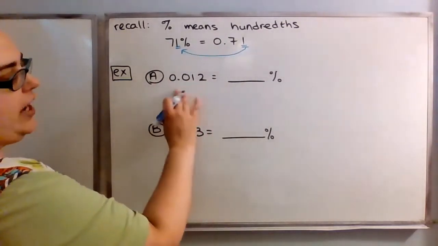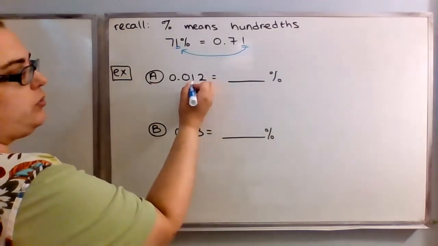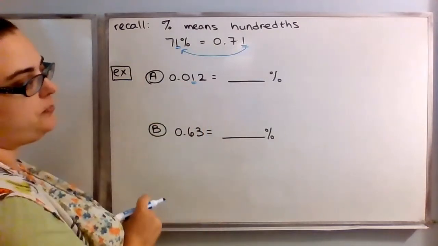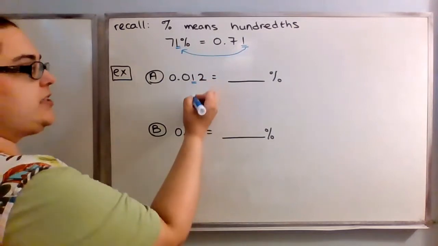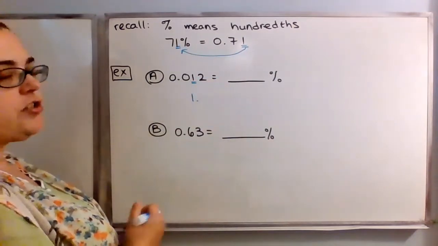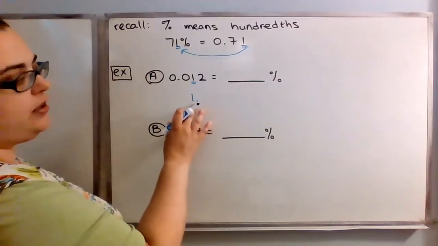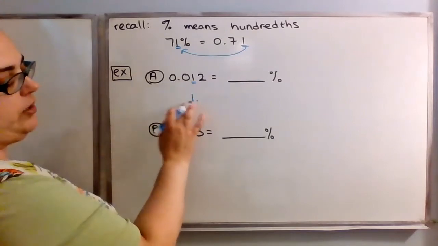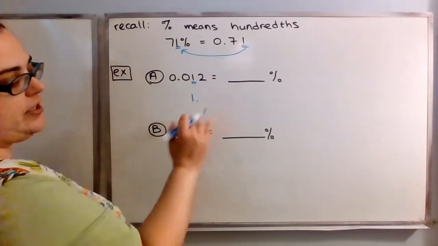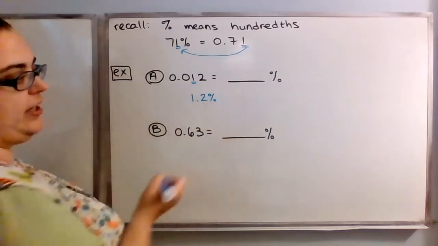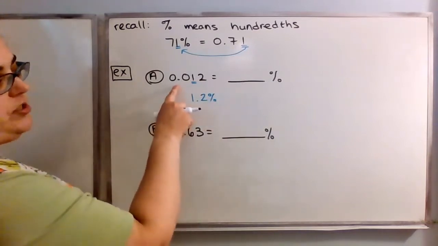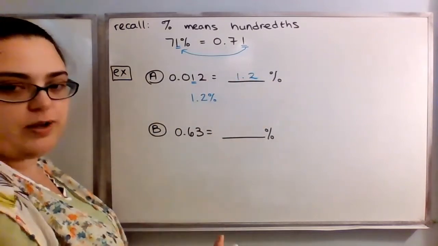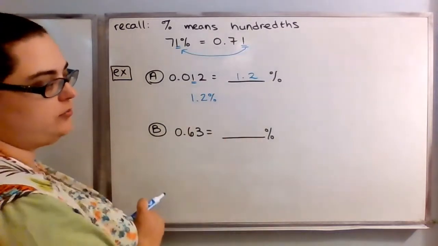So for example, if I look at 0.012, this 1 is in the hundredths place because it's the second spot after the decimal point. So to turn it into a percentage, I need to put that 1 in the ones place. So remember, the ones place is the spot immediately to the left of a decimal point. So here we have zeros to the left of that 1, so we don't need those there. And then we had a 2 in the next spot to the right. So we'll put a 2 in the next spot to the right. So 0.012 is the same as 1.2%, or 12 thousandths is the same as 1.2%.